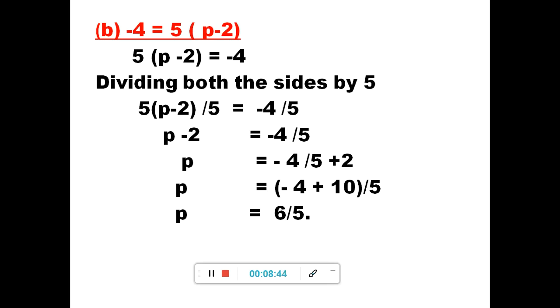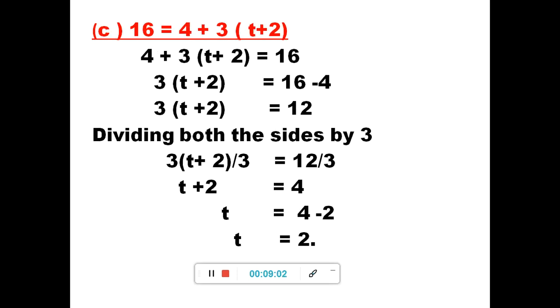So p equal to, we have to take LCM on the right hand side. 5 will be the LCM. So you have to make equal denominator. So minus 4 plus 5 2s are 10. So minus 4 plus 10 divided by 5. Minus 4 plus 10 will become 6. 10 minus 4 is 6. So 6 by 5. So p equal to 6 by 5.